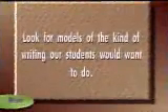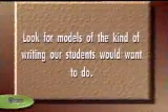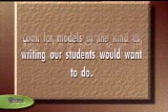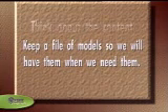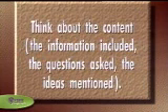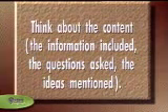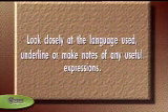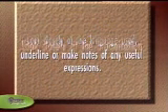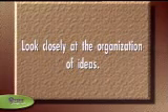What things do we remember when we use models which help students with what to write and how to write them? We should do the following. Number 1, look for models of the kind of writing our students would want to do. Number 2, keep a file of these models so we will have them when we need them. 3, think about the content, the information included, the questions asked, the ideas mentioned. 4, look closely at the language used. Underline or make notes of any useful expressions. 5, look closely at the organization of ideas.